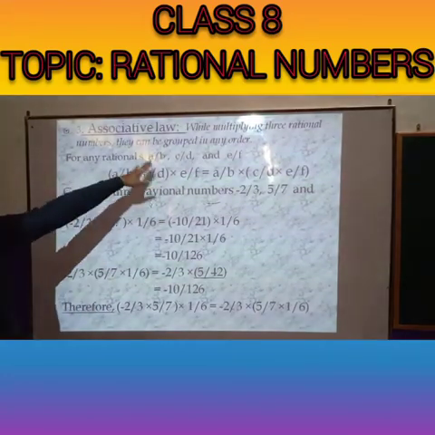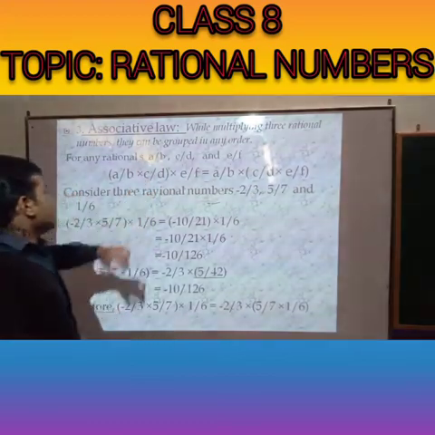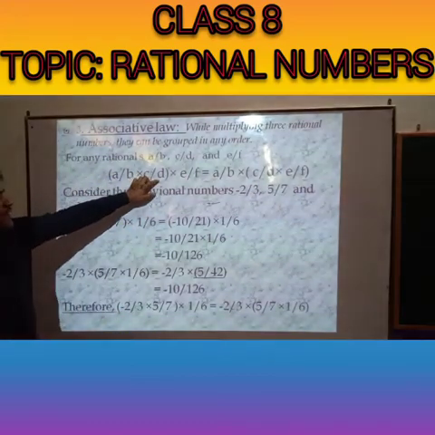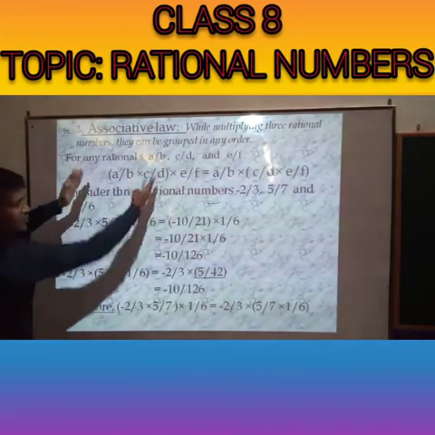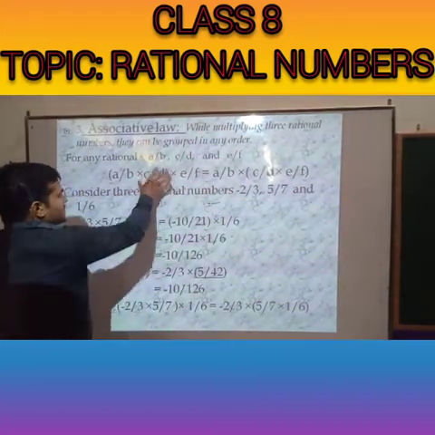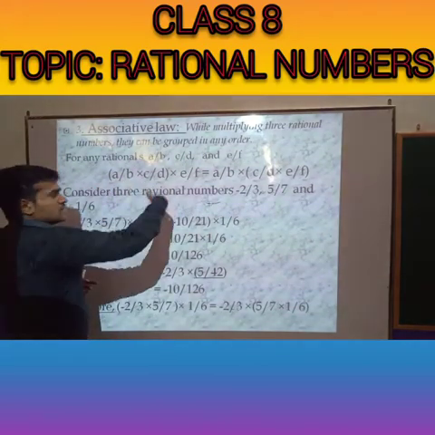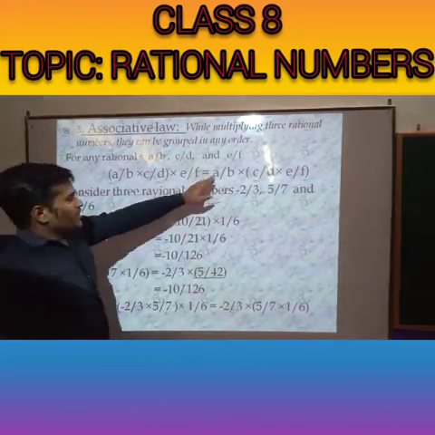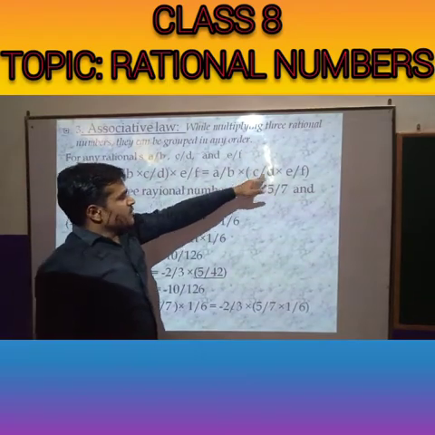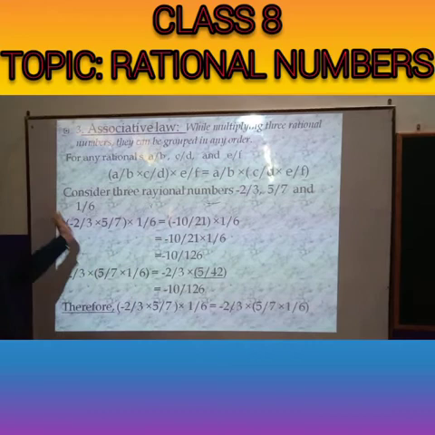For three rational numbers a upon b, c upon d and e upon f, we can write a upon b into c upon d in the first bracket, in the first group, and then multiplied by e upon f. Now we change the grouping. We can write a upon b into, in brackets, c upon d into e upon f. Let's see more with the help of an example.